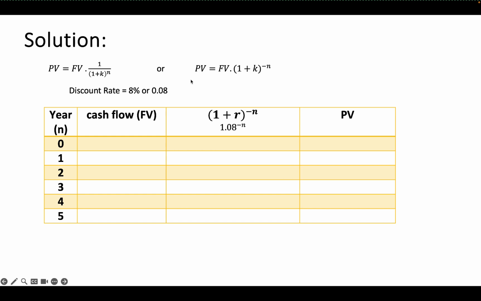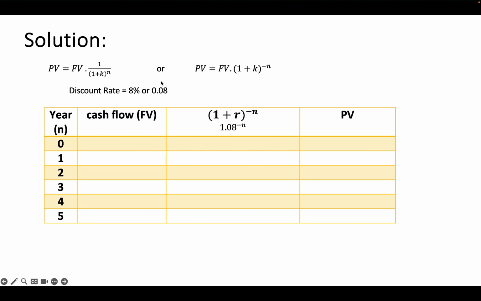The formula for calculating the present value is the future value multiplied by 1 over 1 plus k raised to the power n, where k is the discount rate. So this formula, we can rewrite as this for easy representation. And in solving this question, I am going to use a table so that you are able to project, and it makes things easier to flow with.